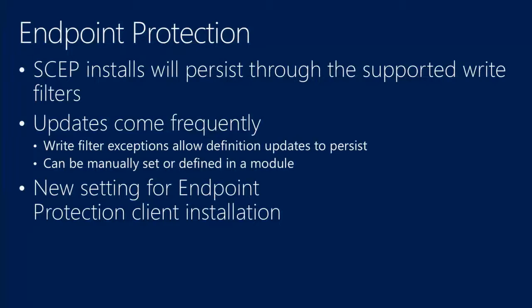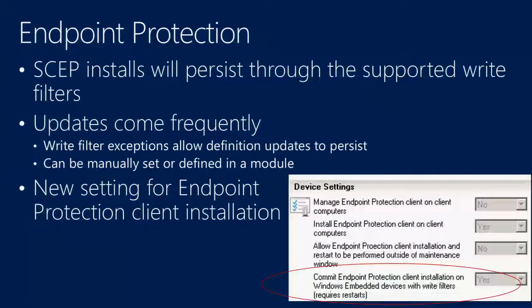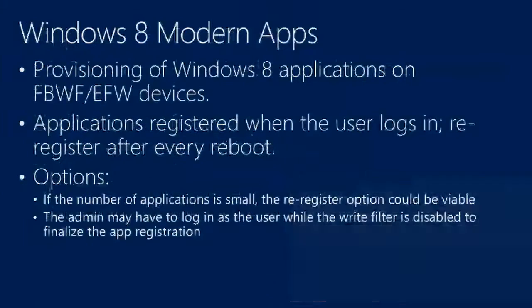And SCEP installs will persist. Updates do come frequently, which means there are multiple reboots. And you can add write filter exclusions to the files or folders where the signature updates happen, or it can be manually set. We also added a new setting for endpoint protection client installation. The last one that says commit endpoint protection client install, which actually commits it to an embedded device. And it's the same thing.